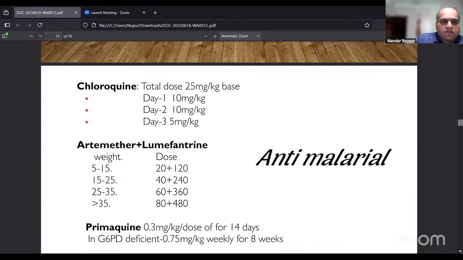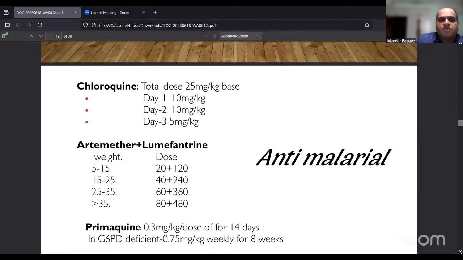So Vivax malaria, we want to treat, we give chloroquine, and the total dose is 25 milligram per kilogram of base. Day one, in the olden days, we used to give 10 milligram per kilogram start, followed by 5 milligram after 6 hours. Day two was 5 milligram, day three was 5 milligram. The latest WHO, we can give day one 10 milligram per kilogram per dose, day two 10 milligram per kilogram per dose, and day three is 5 milligram per kilogram per dose.